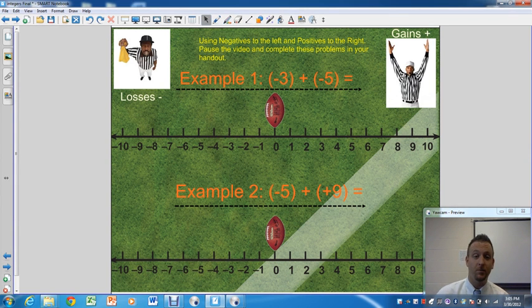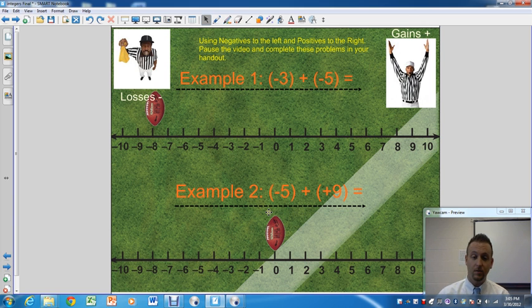Now let's review our 2 problems. Example 1, -3 plus -5. So they want us to add 2 negatives, and negatives are to the left. So we always start at 0, and we're going to first move -3. So 1, 2, 3. And now they want us to add a -5. So an additional -5 units to the left. 1, 2, 3, 4, 5. Our answer would be -8. So -3 plus -5 equals -8.